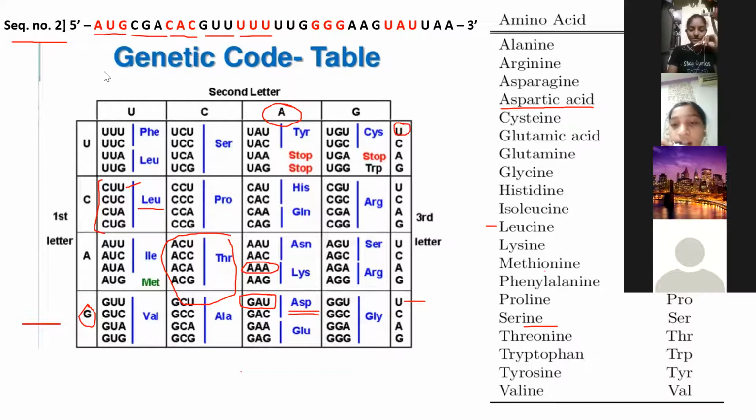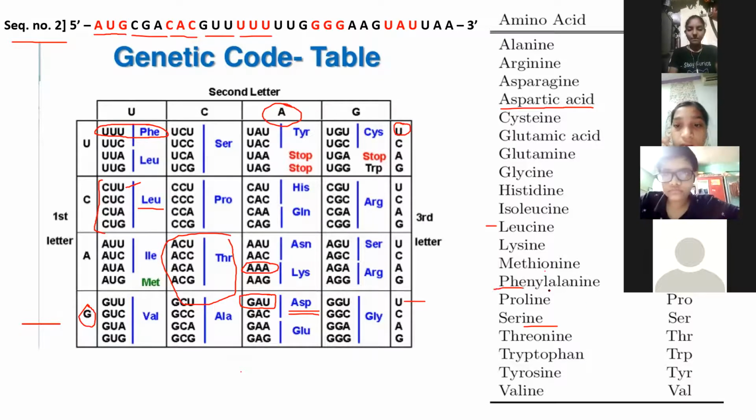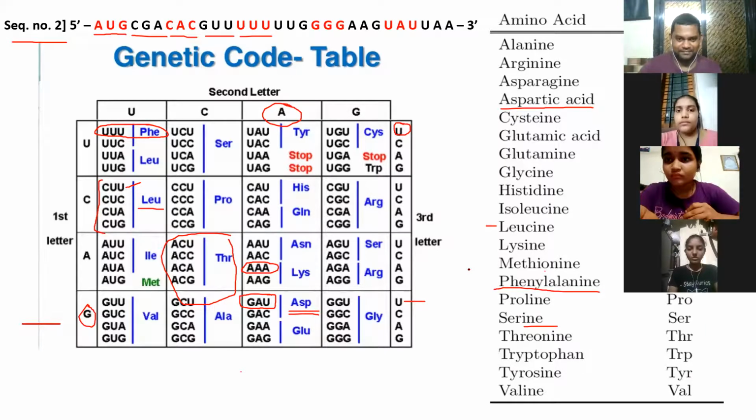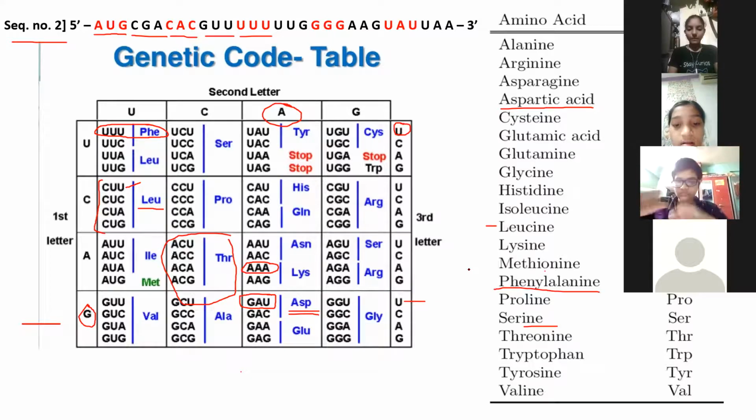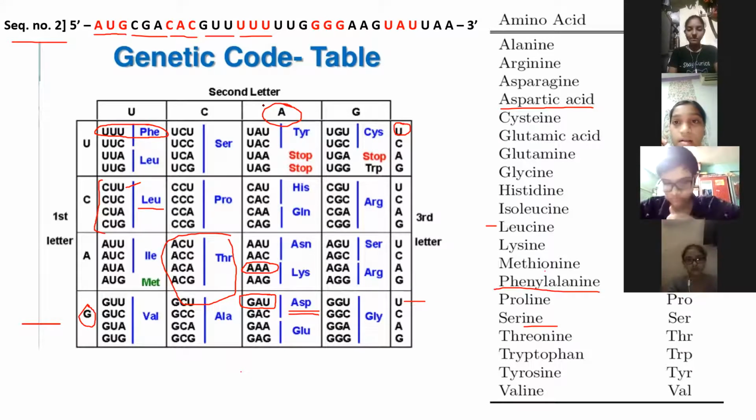Yes, Ishika. Proline. Sorry. Proline. UUU. Is it proline? See here. PHE is written. What is PHE? Read this. It is phenylalanine. Repeat. It is phenylalanine. Say it.